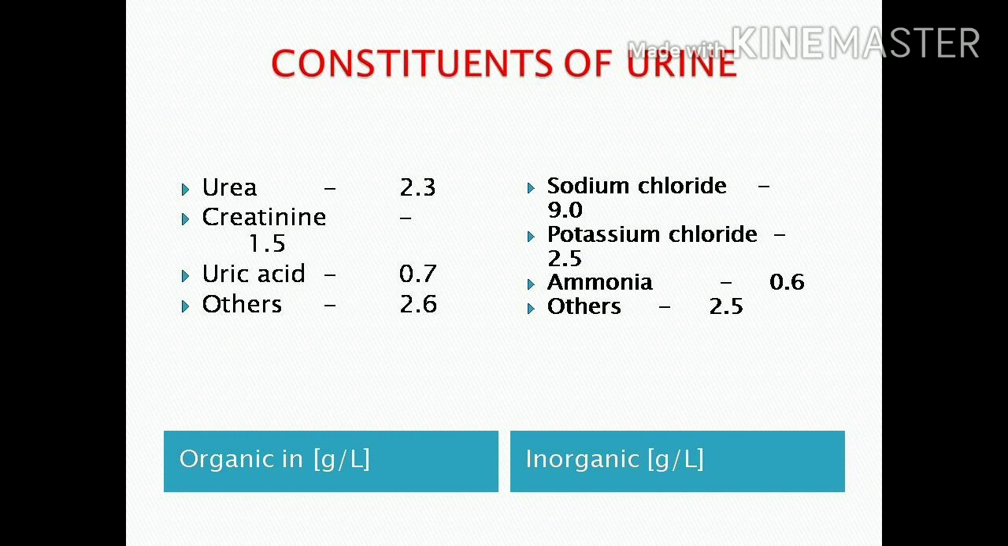Besides the normal constituents, the urine may pass out certain hormones and also certain medicines like antibiotics and excess vitamins. If you consume some medicine, after its action inside our body, it will come out in the urine, as well as excess vitamins and hormones.